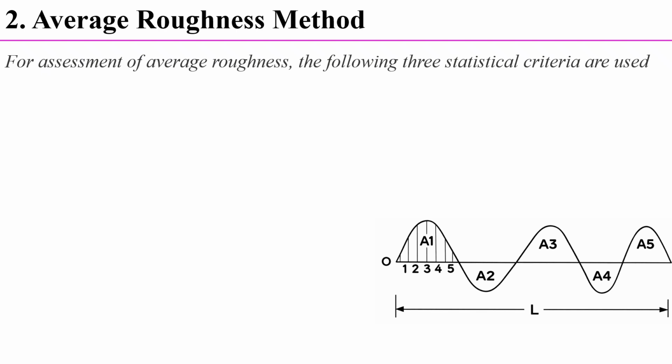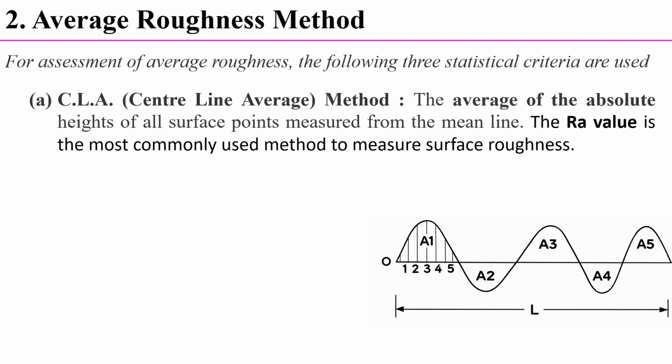Next we will discuss the average roughness method. In the average roughness method, assessment of average roughness follows three statistical criteria. First one is the CLA method, or the centerline average method. In this method, the average of the absolute heights of all surface points measured from the mean line is calculated. This average value we represent as Ra, R suffix a. The Ra value is the most commonly used measure of surface roughness.